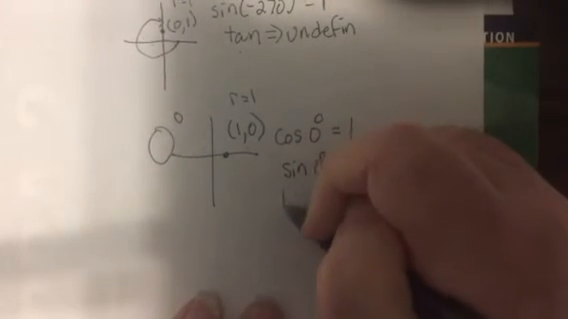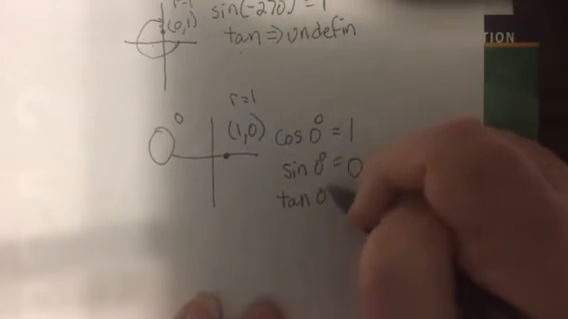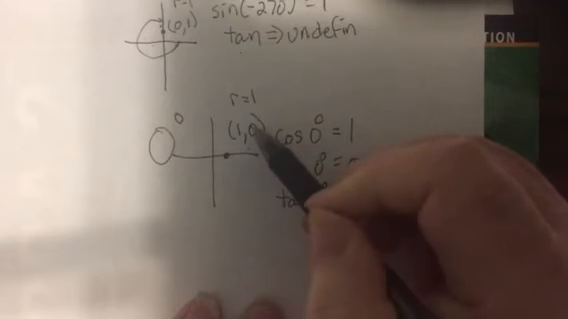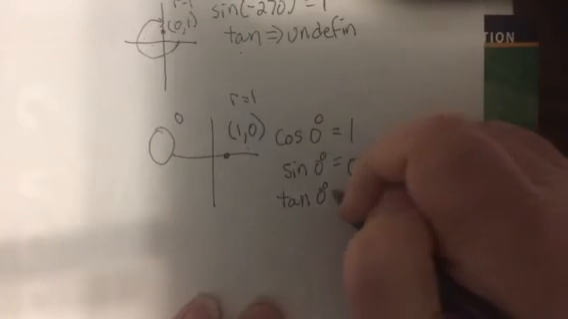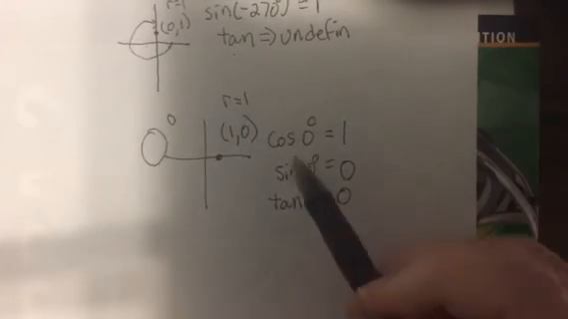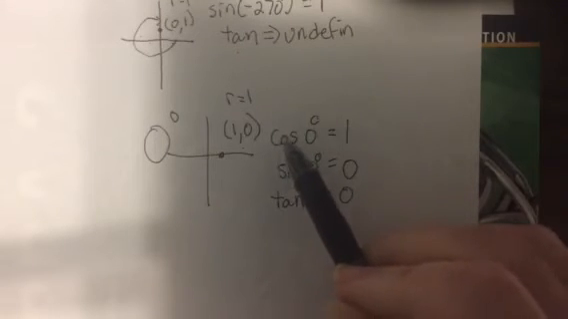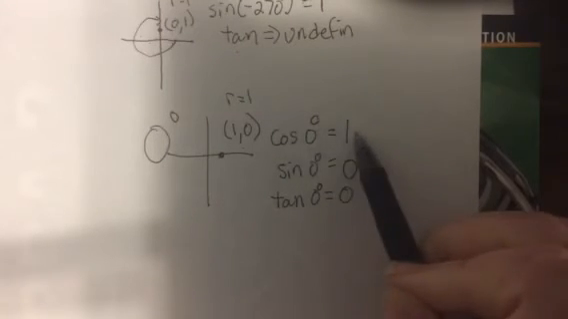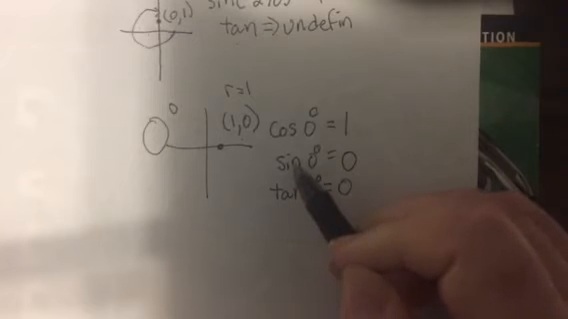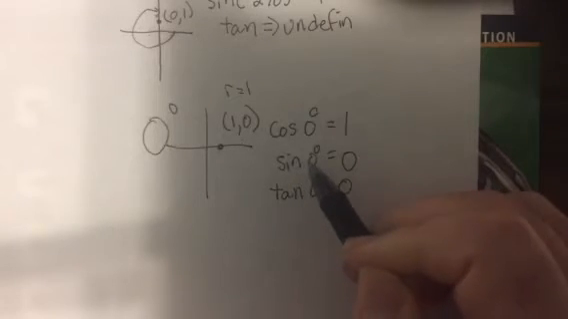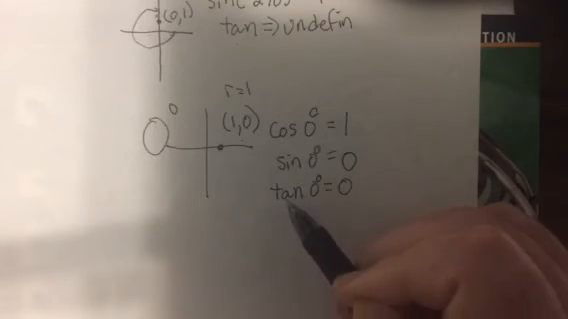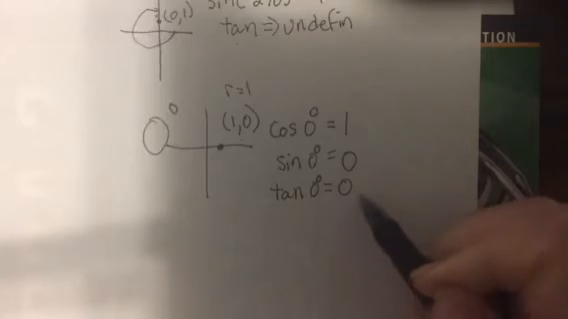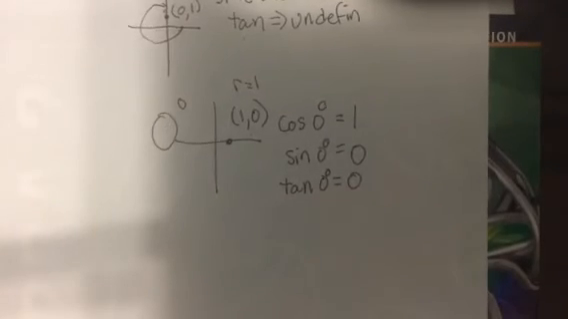And then tangent is y over x, so 0 over 1 is 0. Cosine, the reciprocal is secant. Secant of 0 is 1. Cosecant, the reciprocal of sine, so cosecant of 0 is undefined, and cotangent would also be undefined.